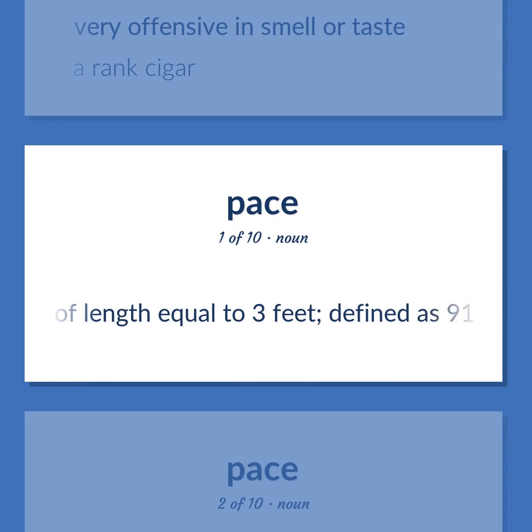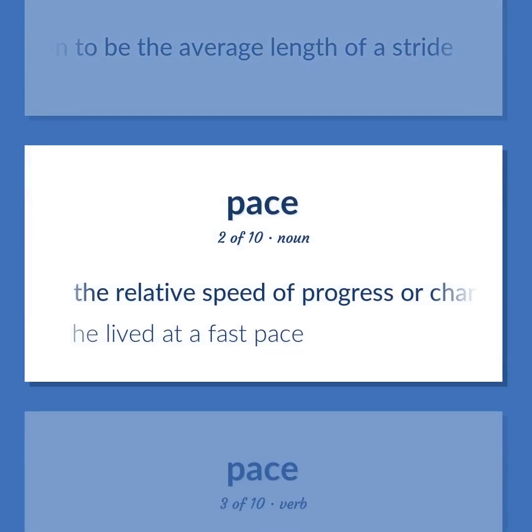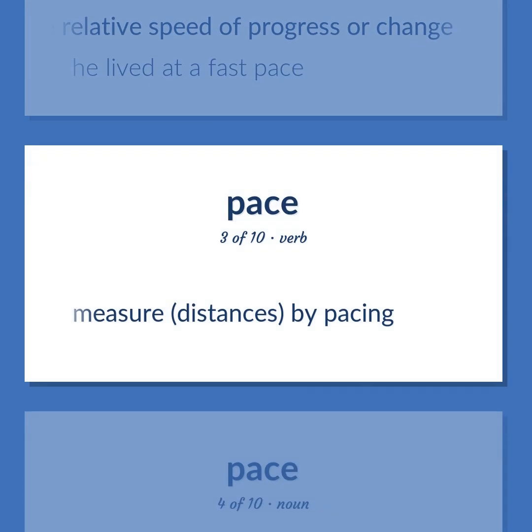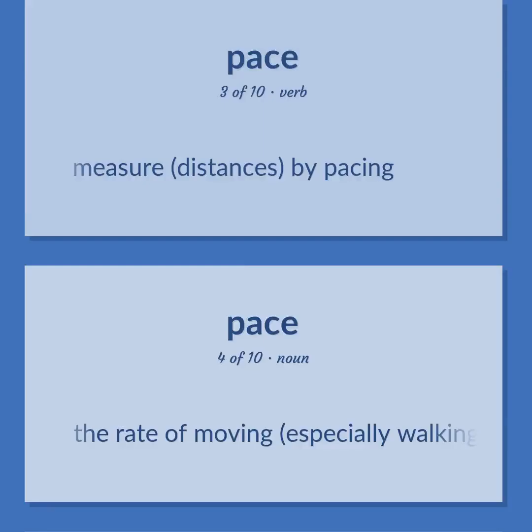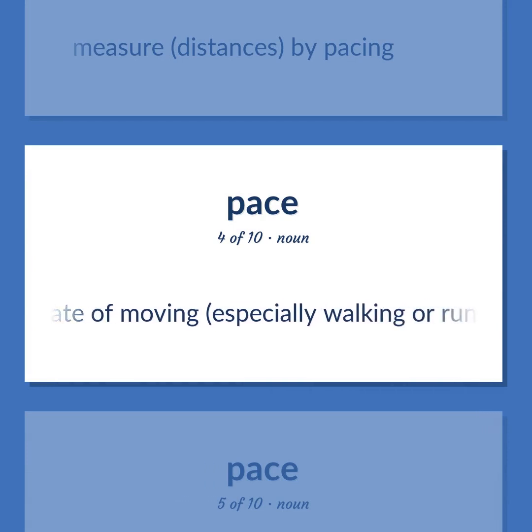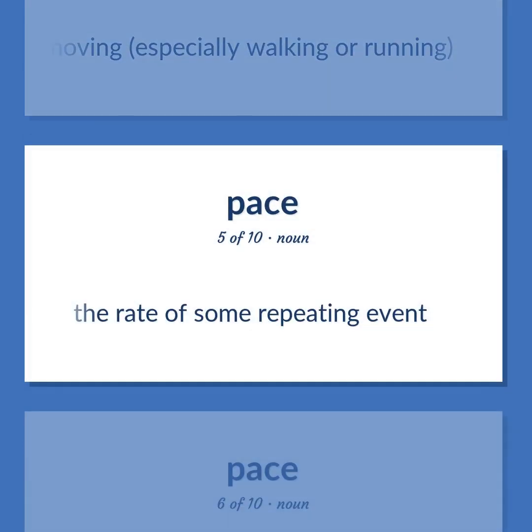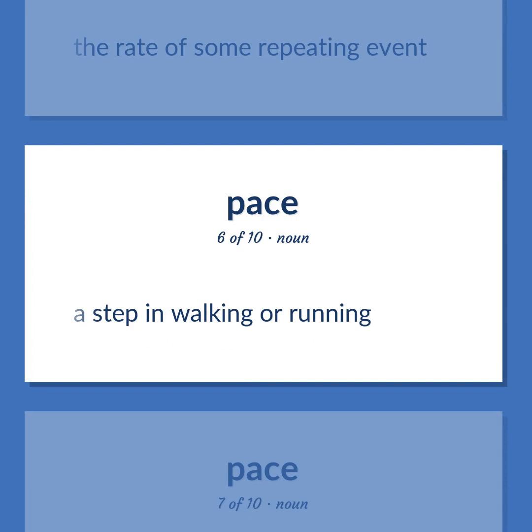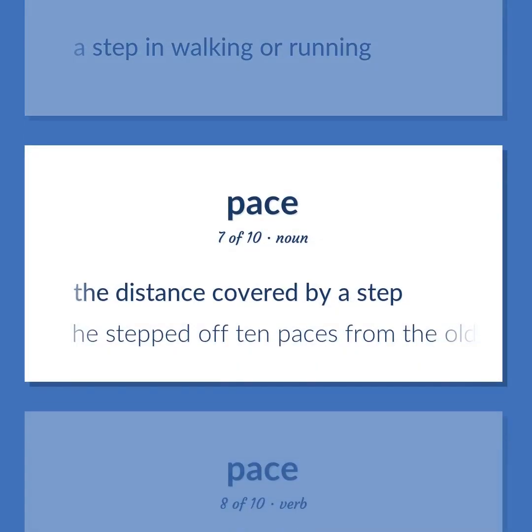A unit of length equal to 3 feet, defined as 91.44 centimeters, originally taken to be the average length of a stride. The relative speed of progress or change. He lived at a fast pace. Measure distances by pacing. The rate of moving, especially walking or running. The rate of some repeating event. A step in walking or running. The distance covered by a step. He stepped off 10 paces from the old tree and began to dig.